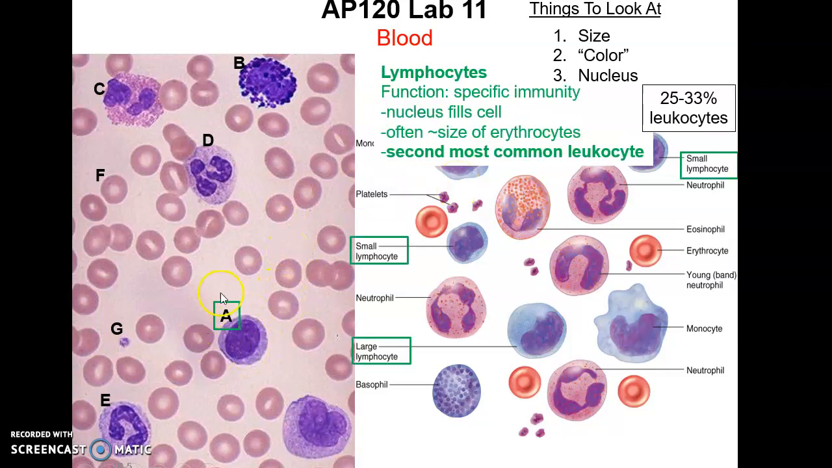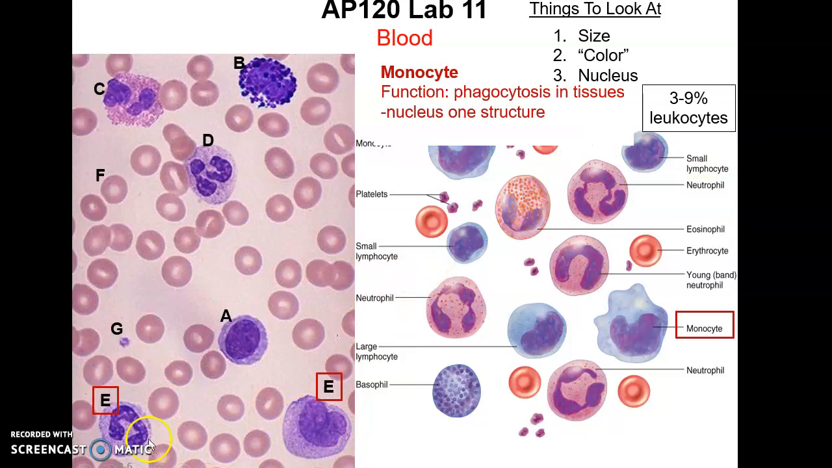Then we have the lymphocytes. Here is a lymphocyte. Lymphocytes are important for our specific immunity, so immunity attacking specific pathogens. They have a very large nucleus that fills a lot of the cell and a sort of light blue cytoplasm, and they're either the same size or bigger than the red blood cells. And about 25 to 33% of all of our leukocytes, all of our white blood cells, are lymphocytes. So here is a lymphocyte.